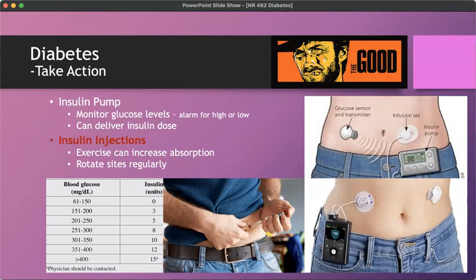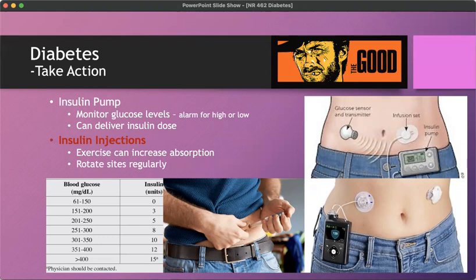They're continually monitoring what the blood sugar level is. And they can also deliver a dose of insulin based on hyperglycemia. They also have built-in alarms. So they will notify a patient if they're becoming hypoglycemic or extremely hyperglycemic, so they can intervene to correct their blood sugars quickly.